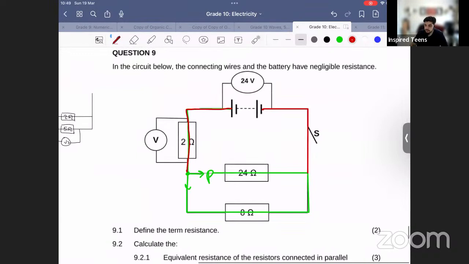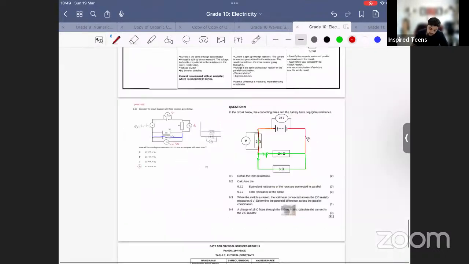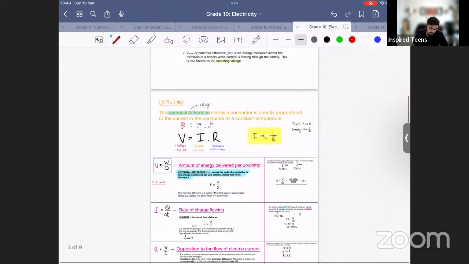Let's see what they're asking us. They say define the term resistance. It is the ratio of potential difference across a resistor to the current in the resistor. Right, remember we defined it a bit earlier.